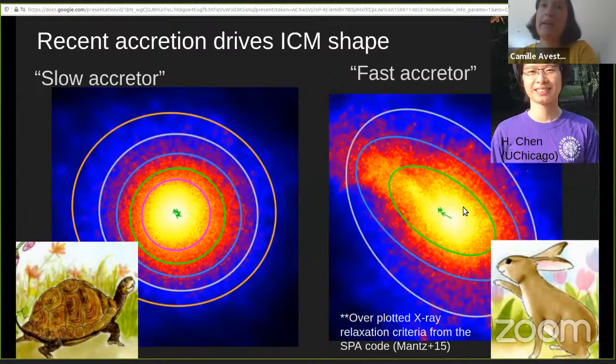So on the left, again, that slow accretor accreting as slowly as a tortoise, and on the right, a fast accretor accreting quickly, lots of material, the way a hare runs. This is sort of like how I remember it. Tortoises are round and hares are really long. Very visual person here.